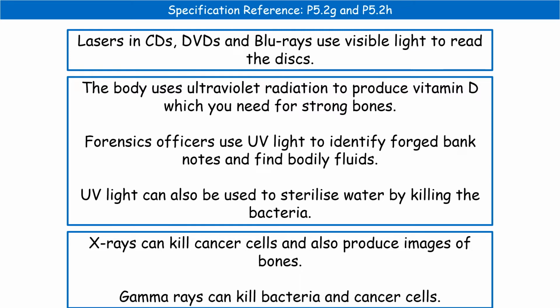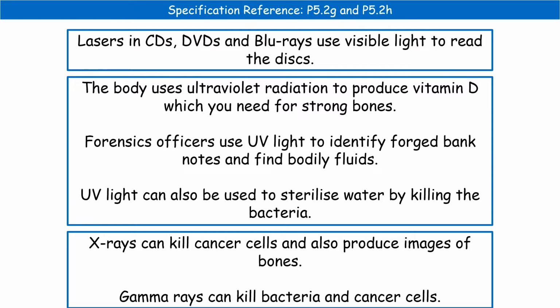We can also use light in the form of a laser in our CDs, DVDs, Blu-rays, etc., and that just allows us to read the discs. If we think about ultraviolet, this is used by our body to produce vitamin D, which we actually need for strong bones and to avoid a condition called rickets.